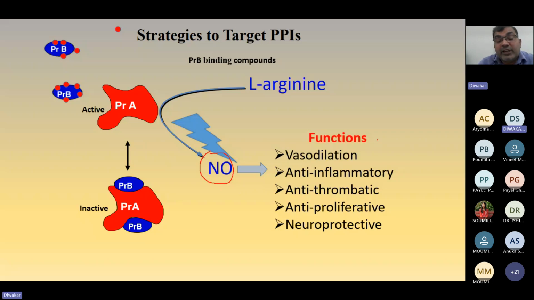At maximum 3 minutes, we can accelerate the production of nitric oxide inside the cells by using the inhibitors that have the ability to block the interaction of the two different proteins. First one is a regulatory protein, and second one is an interacting protein.